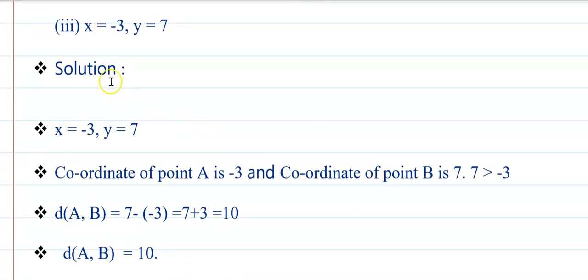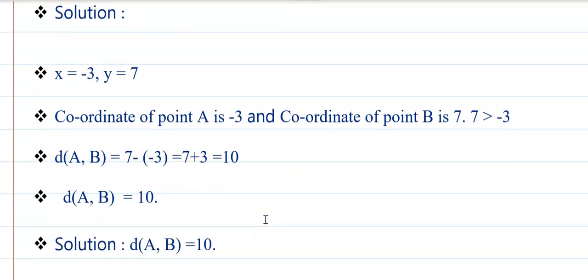Now next is x is equal to minus 3, y is equal to 7. The coordinate of the point A is minus 3 and the coordinate of the point B is 7. 7 is greater than minus 3, therefore the distance AB is equal to 7 minus in bracket minus 3. And this minus minus will become plus, that is 7 plus 3, that is equal to 10, and hence distance AB is equal to 10.